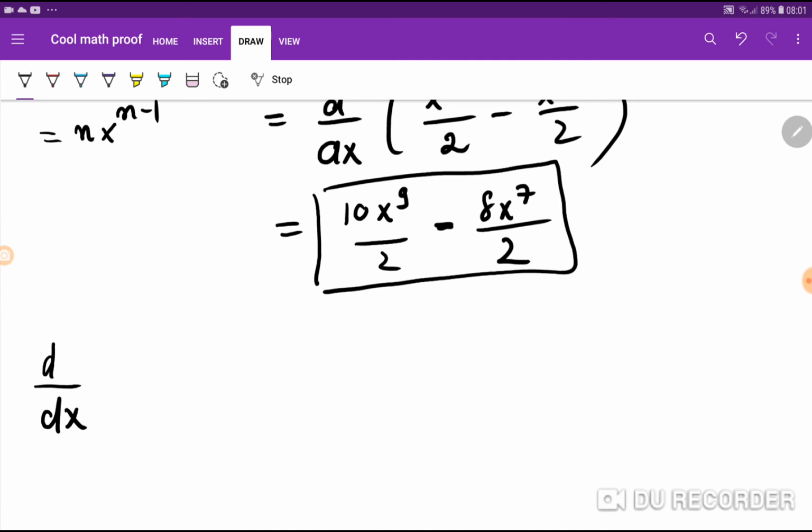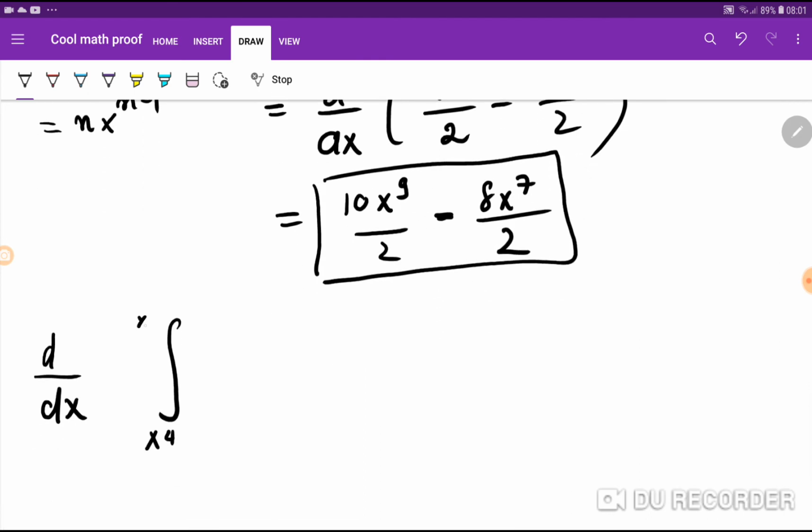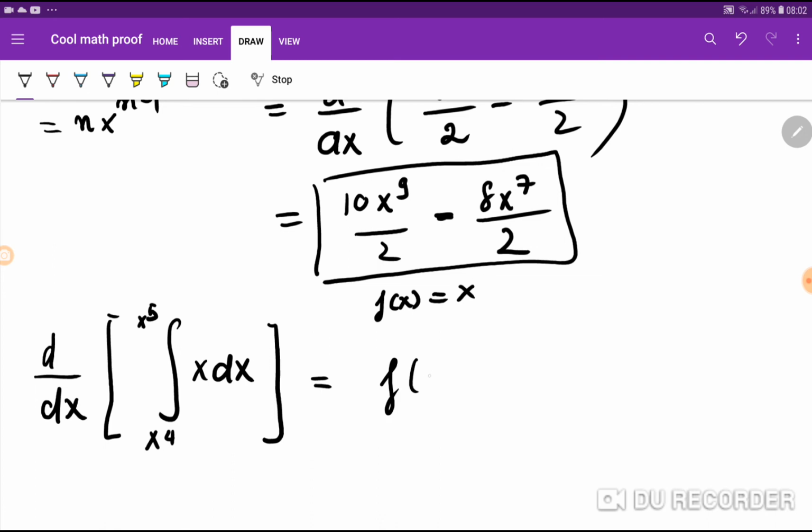So d over dx of the integral from x to the 4 to x to the 5 of x dx, what do we get? In this case, f of x is x. Yeah, let me write the notation first if you guys are not familiar with it. Right, remember this? That's our formula, right?